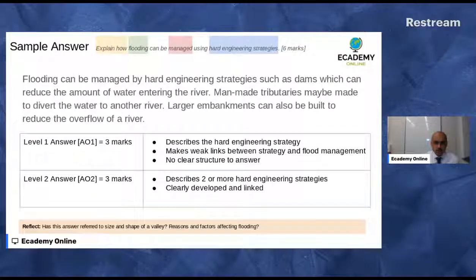Okay, guys, I'll give you another 10 seconds. If you could just let me know in chat what you think this answer would get in the exam. Would it be a level 1 or a level 2?